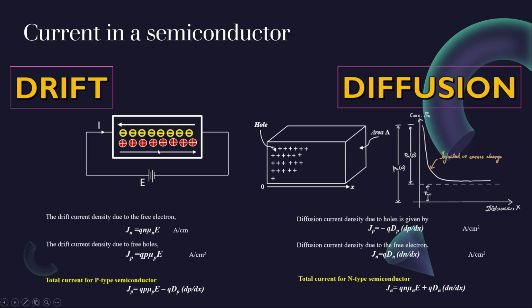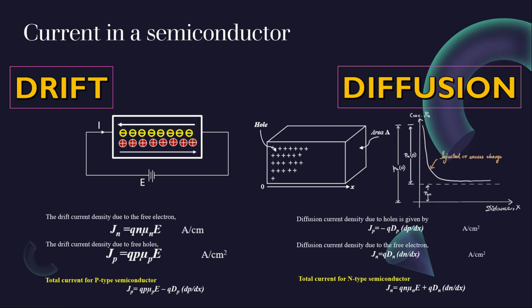Now if we determine the drift current density due to the free electrons, it is given by this relation, and the drift current density with respect to the holes is given by the second relation. Here n and p are the number of free electrons and holes per cubic centimeter, mu n and mu p are the mobilities of electrons and holes in centimeter square per volt second, E is the electric field intensity in volt per centimeter, and q represents the charge of the electron. So this is the drift current that we observe in a semiconductor.